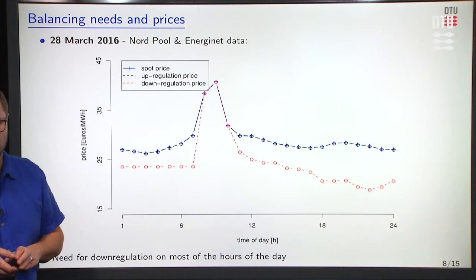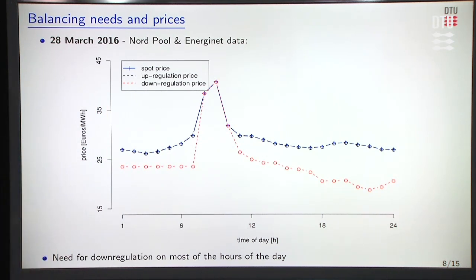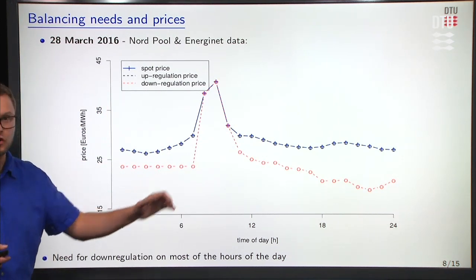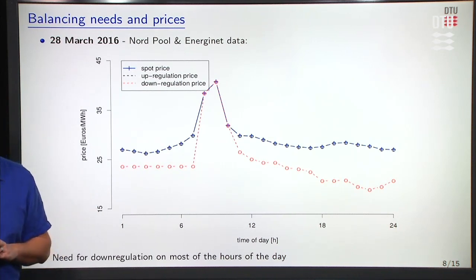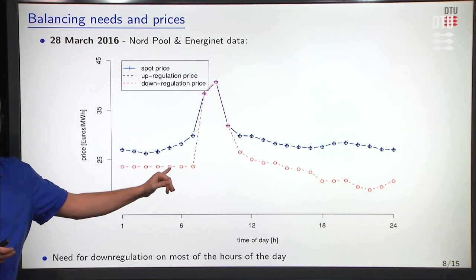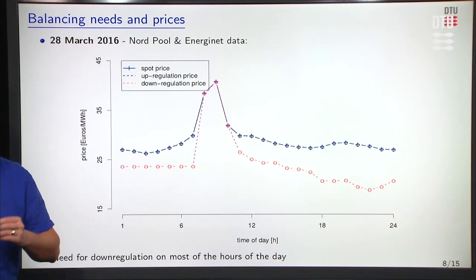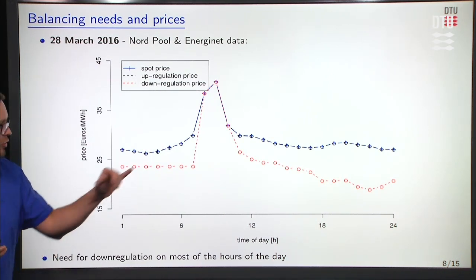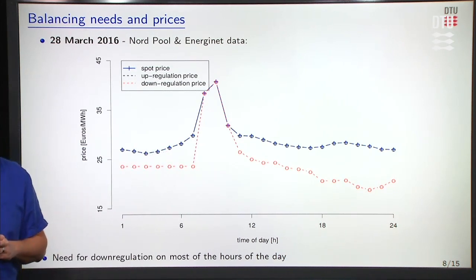In practice, what you have to do is to consider the price series that concern you for the different market time units. If you're in a situation of down-regulation, you receive the down-regulation price. If you're in a situation where you need to up-regulate, you will pay the up-regulation price. And if you're in balance, no need to consider prices.